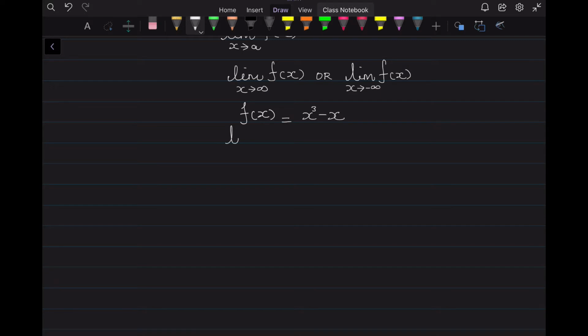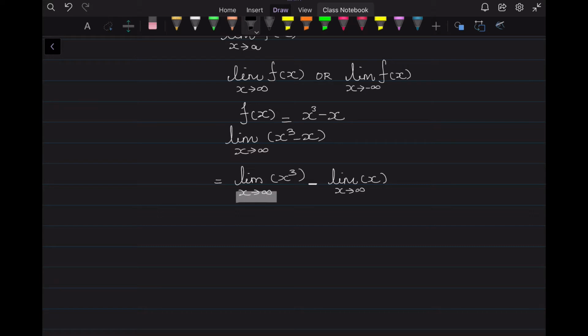And let's say we have to determine the limit of x cubed minus x as x approaches infinity. It's important to note that we cannot determine this limit by applying the limit law. That is, we cannot write this limit as limit of x cubed as x approaches infinity minus limit of x as x approaches infinity.